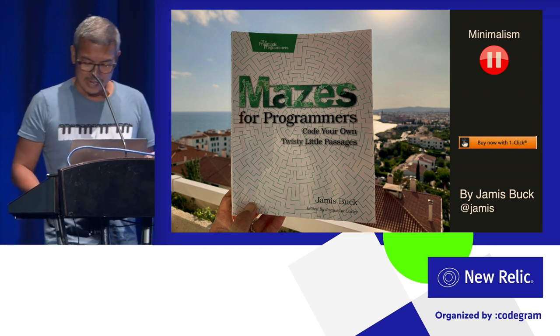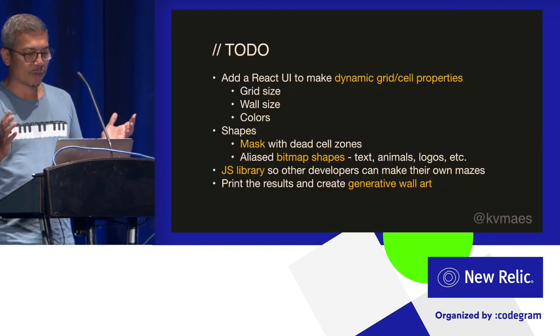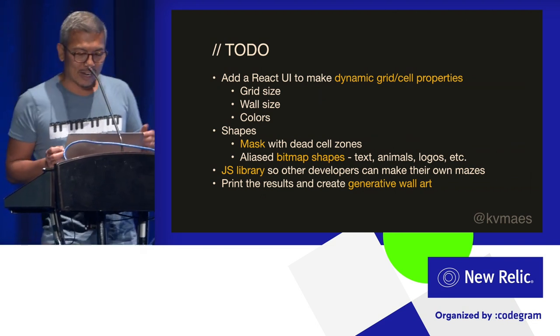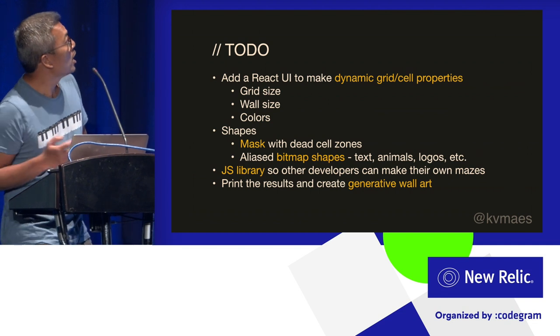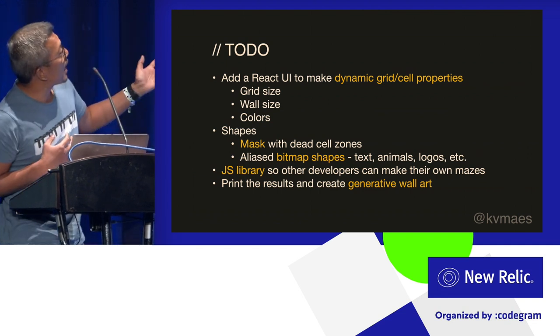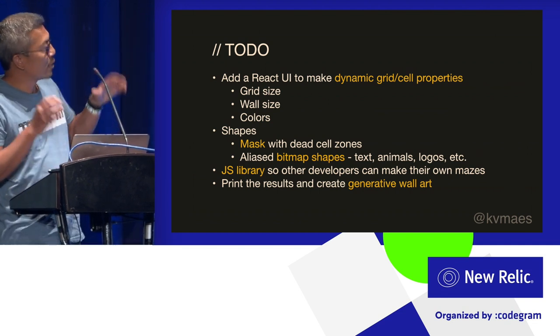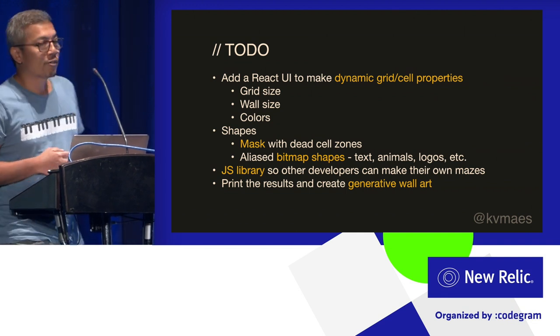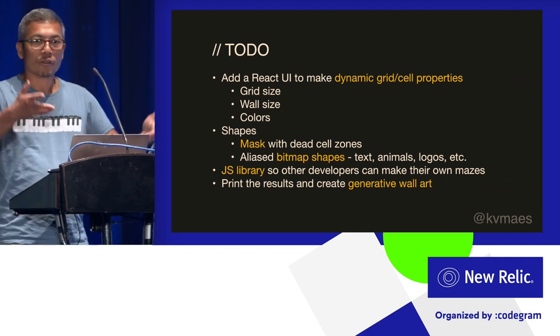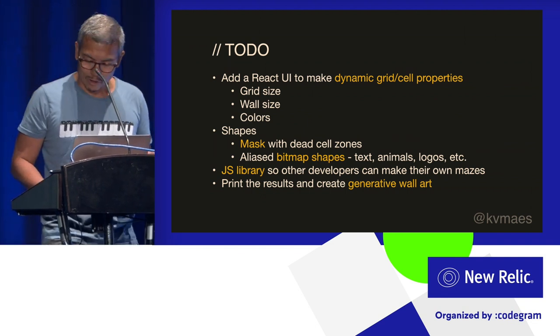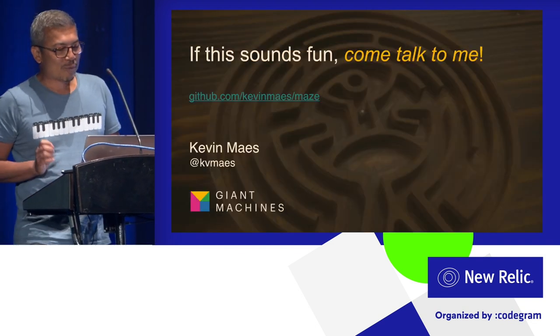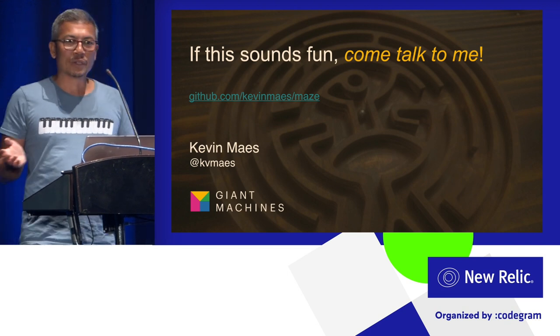It's by James Buck. And so what else can we do? Well, we can make UI, and we can make things more dynamic in terms of the size of things and the colors. We could also use masking and maybe some shapes to put mazes in cool shapes. We can create a JS library, maybe make it easy for all of you to make mazes. And we can also print all this out and create generative wall art. Wouldn't that be cool?